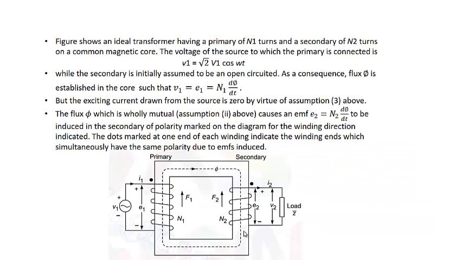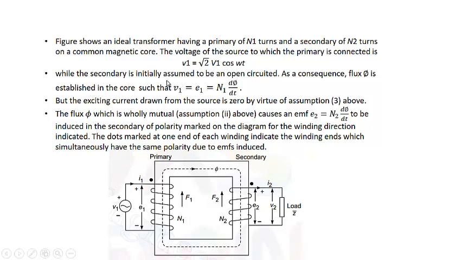So let us now discuss the effect of the secondary current. We will assume that we have a transformer with primary turns N1 and secondary turns N2, which are wound on a common magnetic core. The voltage source is connected to the primary side and its value is root 2 V1 cos omega t, where V1 is now the RMS value of this voltage.